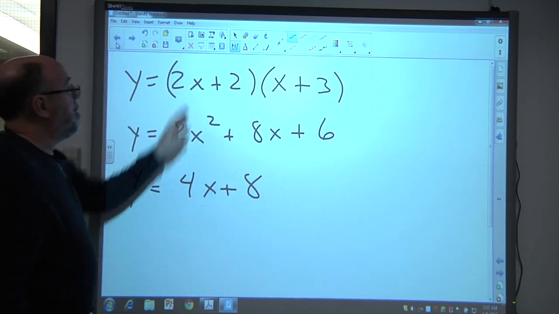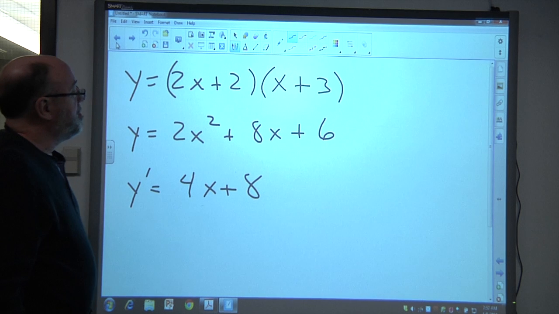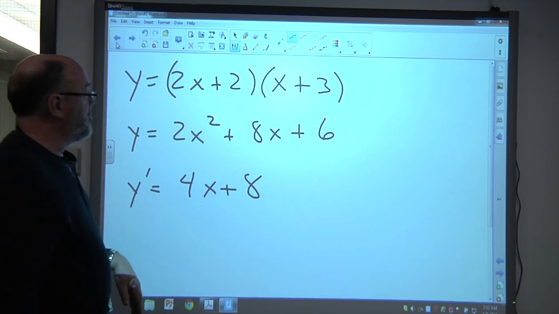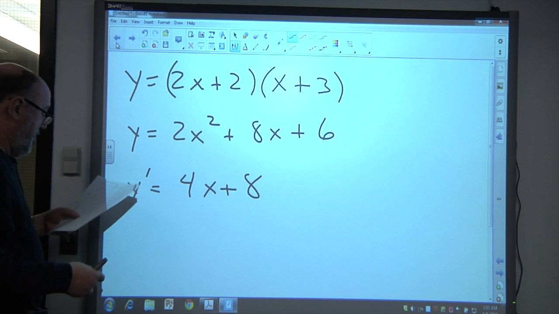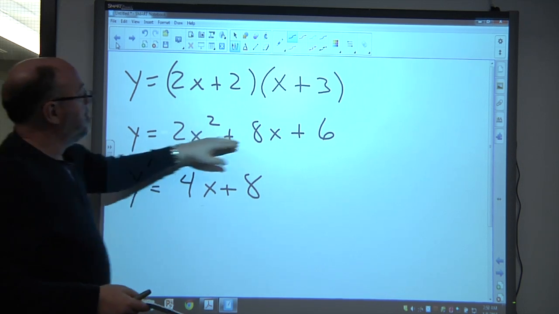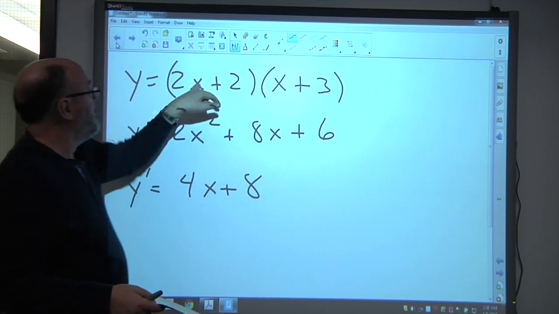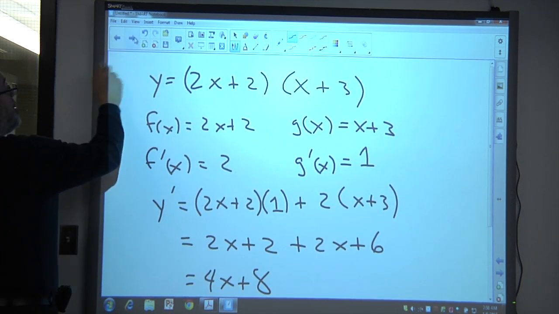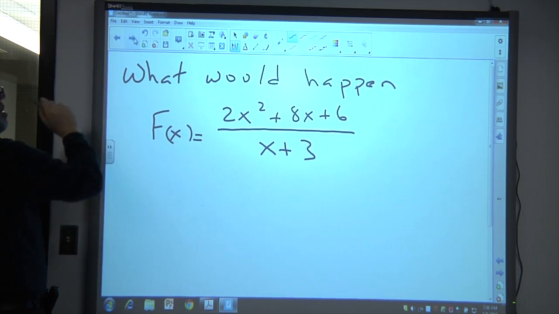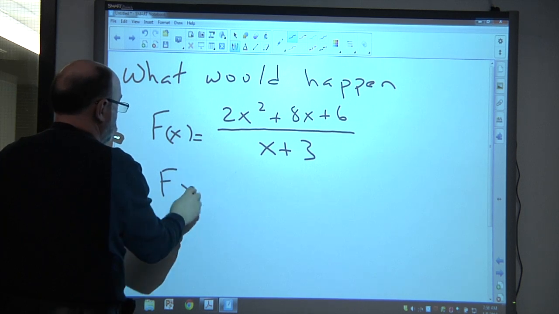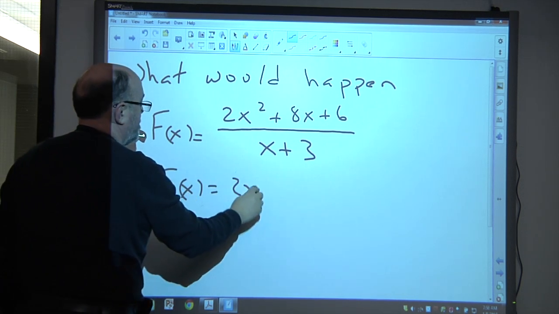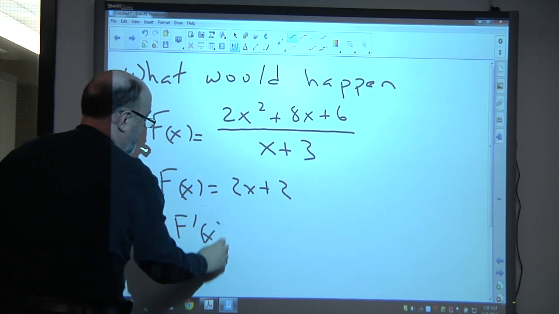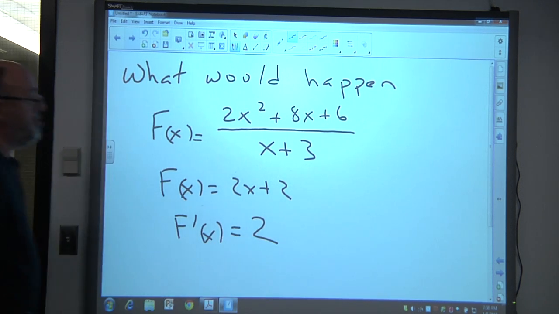I know that if I multiply those two together, I get this. And so if I take this and divide by either one of these things, I should get the other, right? So if I divide this by x plus 3, my answer will be 2x plus 2. So I know this is going to simplify to 2x plus 2, and I then know that the derivative of this will be 2.